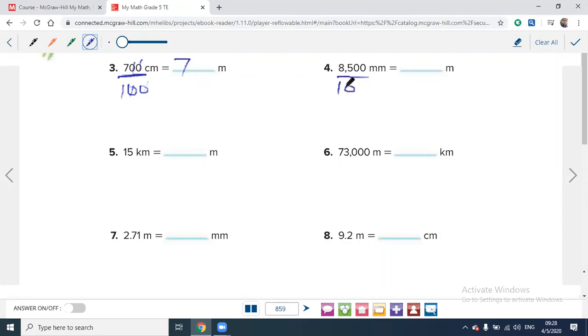Convert from millimeter to meter. So I have to cancel zeros. Cancel 1 zero up and 1 zero down. I have 85 divided by 10. Remember in the first semester, when we divide by 10, just move the decimal point from right to left. I have 85 divided by 10, it will be 8.5.